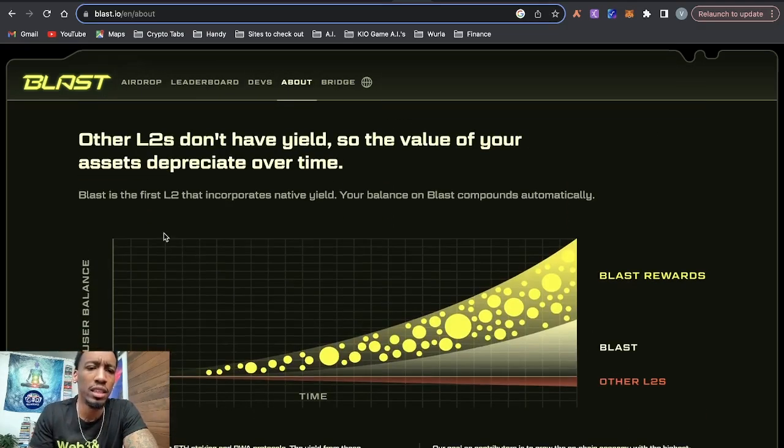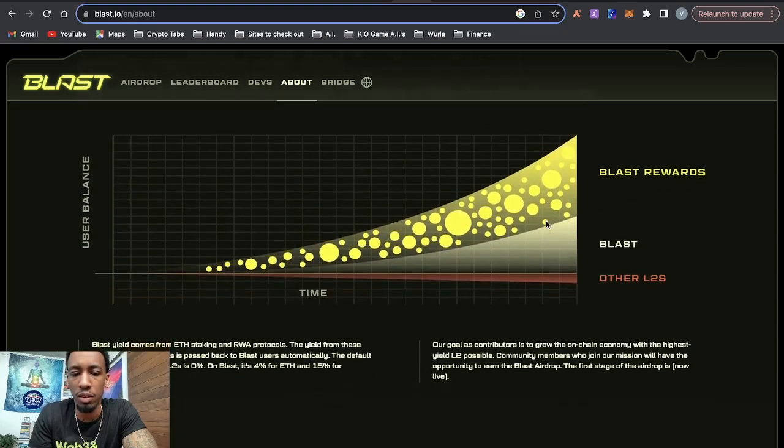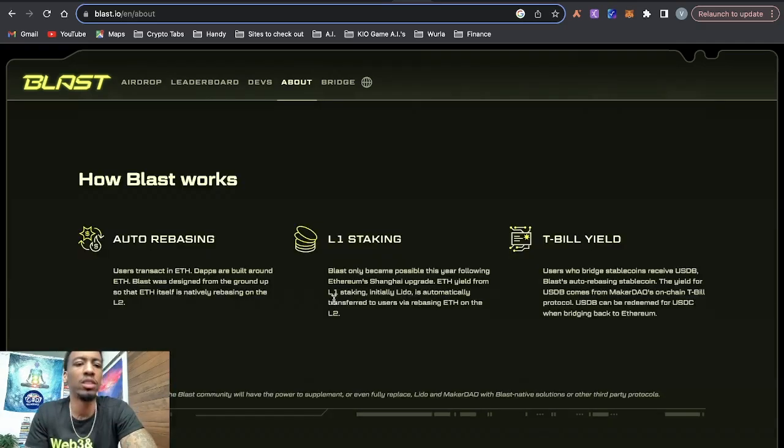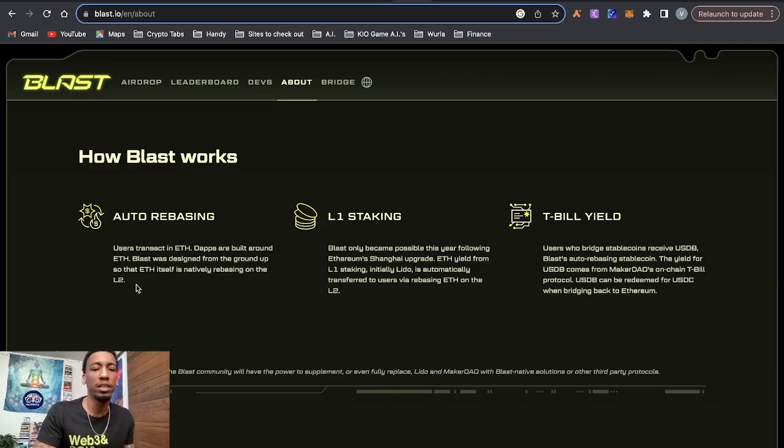So it says here, Blast is the first L2 that incorporates native yield, right? So it says the Blast yield comes from ETH staking and RWA protocols. The yield from these decentralized protocols is passed back to Blast users automatically, almost like a treasury bond on chain, or like you have a savings account and you just get an APY. So this is how it works. It's auto rebasing. Users transact in ETH. dApps are built around ETH.